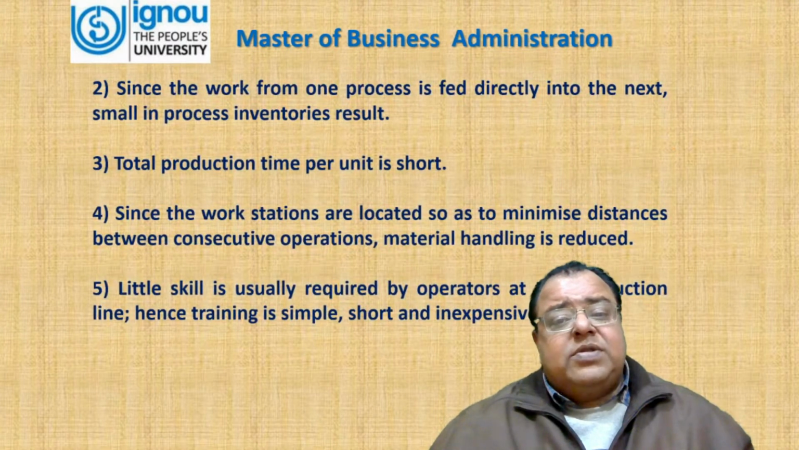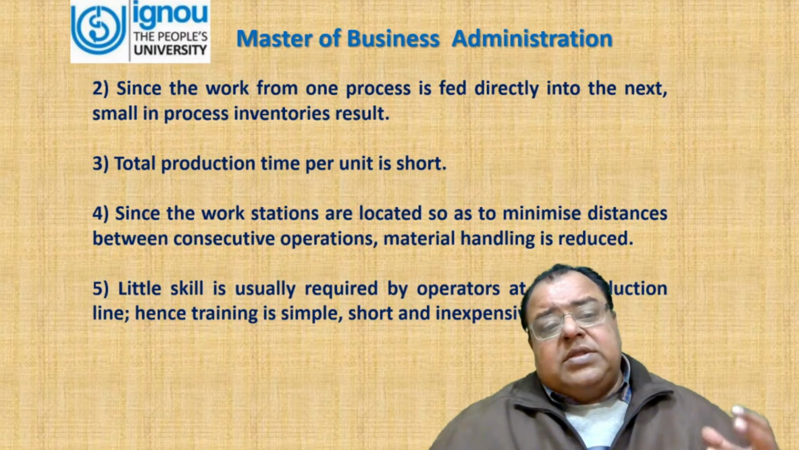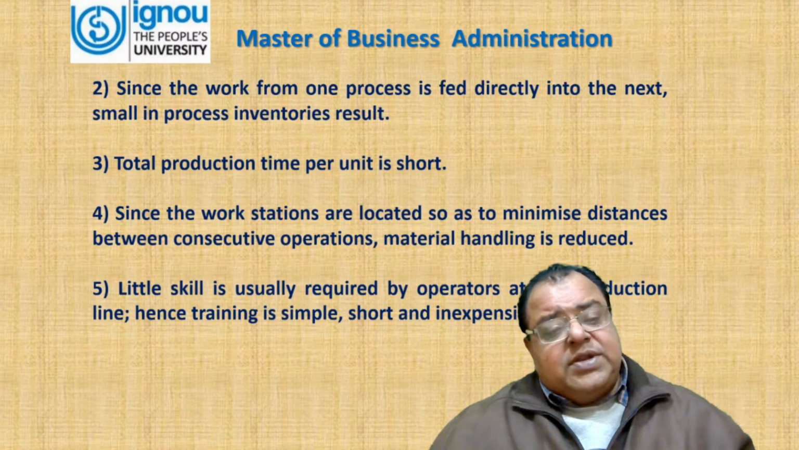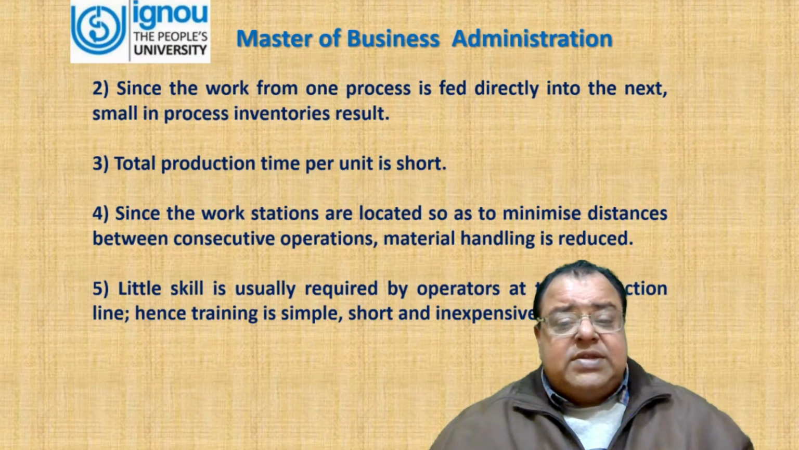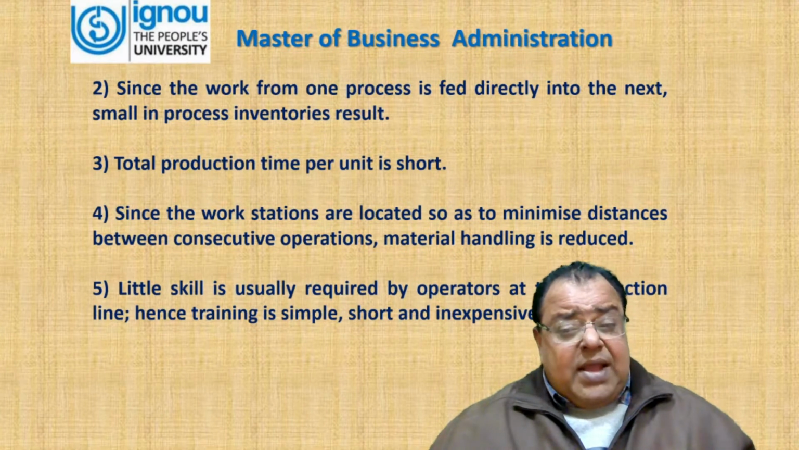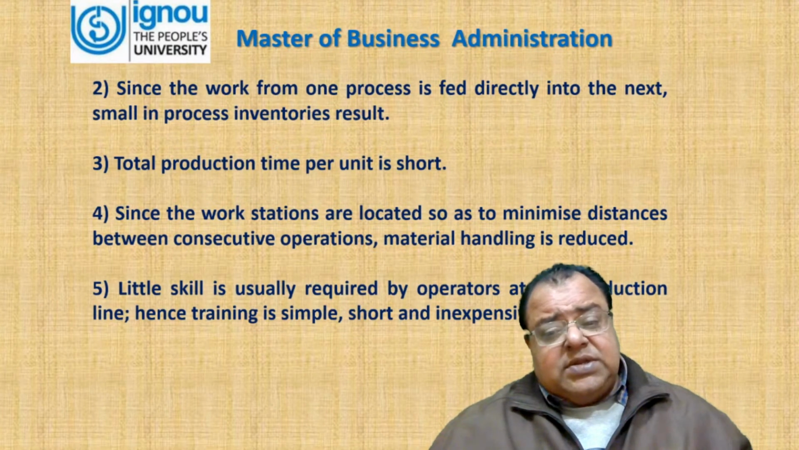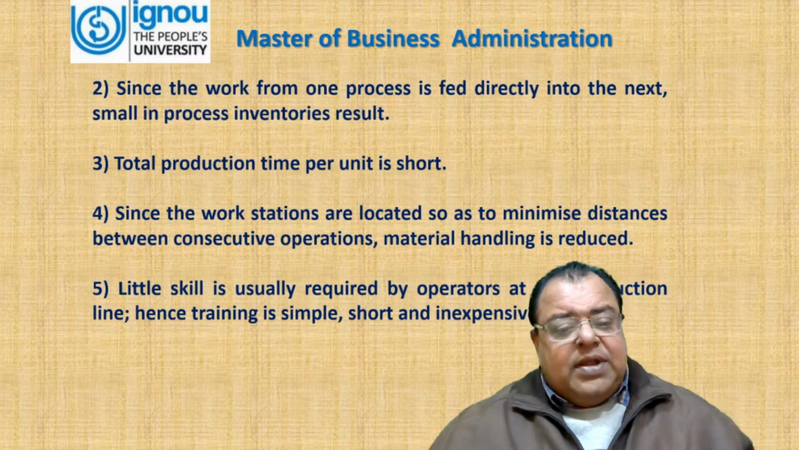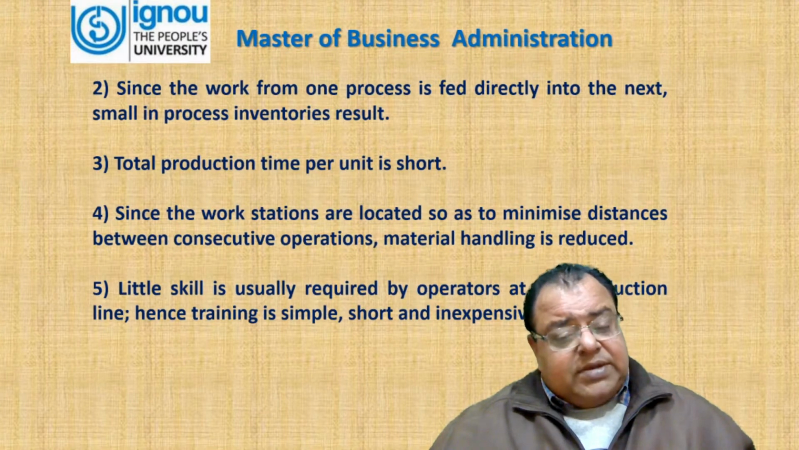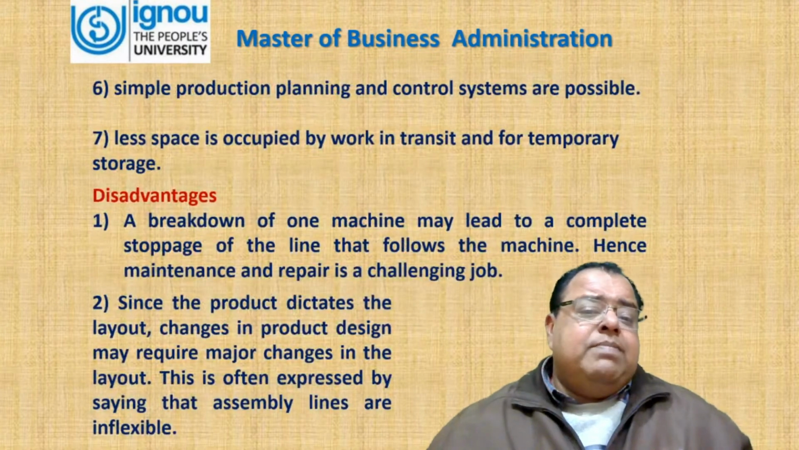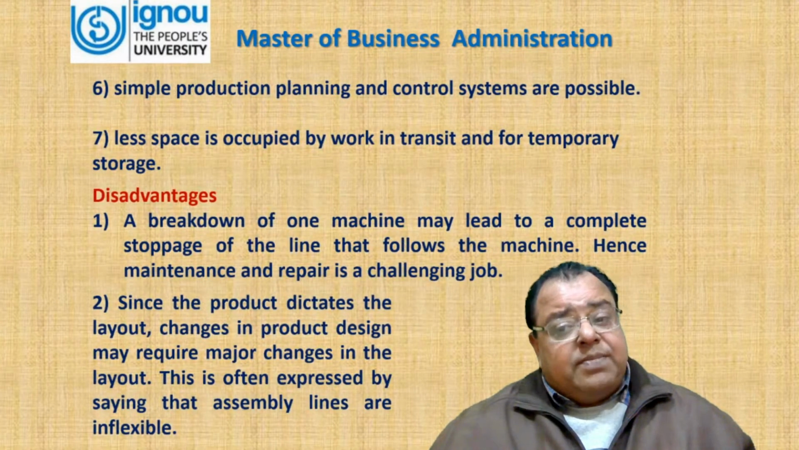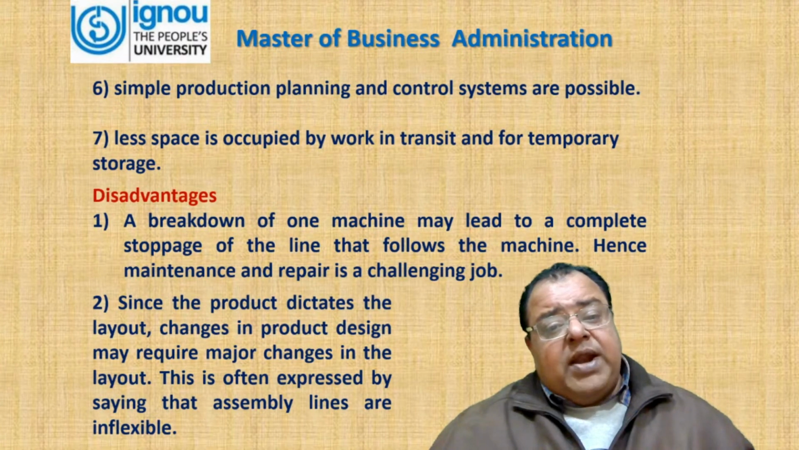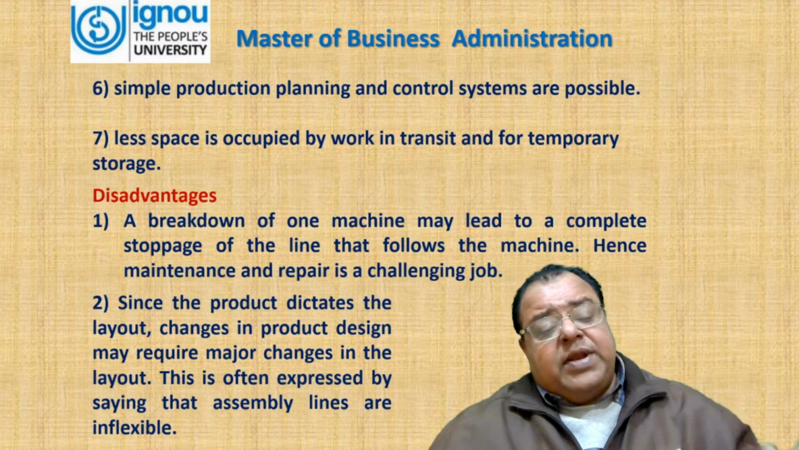Since the output from one process is fed directly into the next, small in-process inventories result. Total production time per unit is short. Since the workstations are located so as to minimize distances between consecutive operations, material handling is reduced. Little skill is usually required by operators at the production line. Hence, training is simple, short, and inexpensive. Simple production planning and control systems are possible. Less space is required by work in transit and for temporary storage.